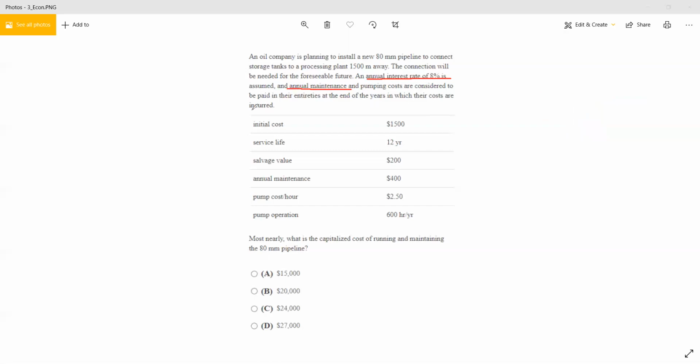So that's nice. We're going to have some information here, and we want to know what's the capitalized cost of running and maintaining this pipeline. So if you remember, we talked about the capitalized cost equation, which I wrote up down here for problem number 1.